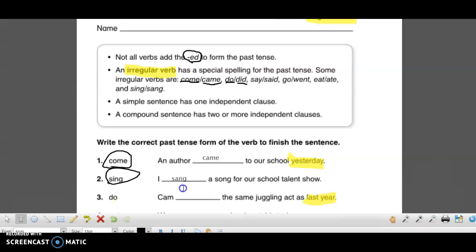Okay, now that you've rewritten it, instead of do, our past tense would be did. Cam did the same juggling act as last year. That is our past tense. And because we didn't add ed, we know that do is an irregular verb.